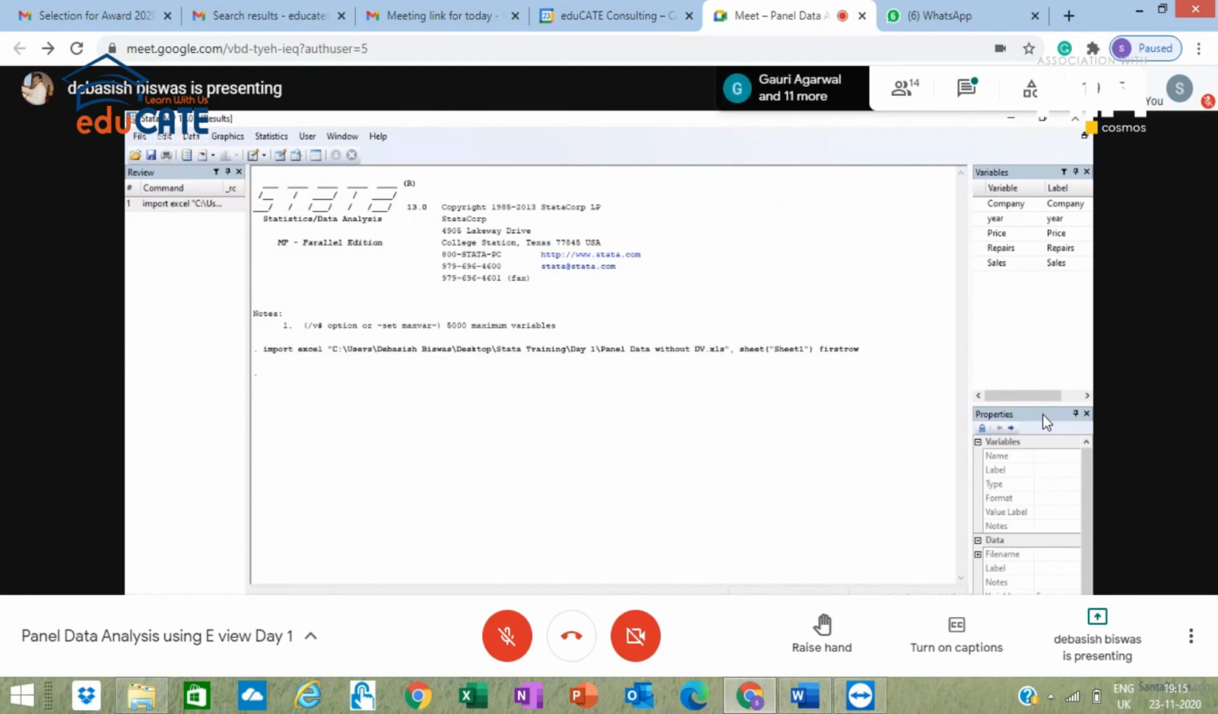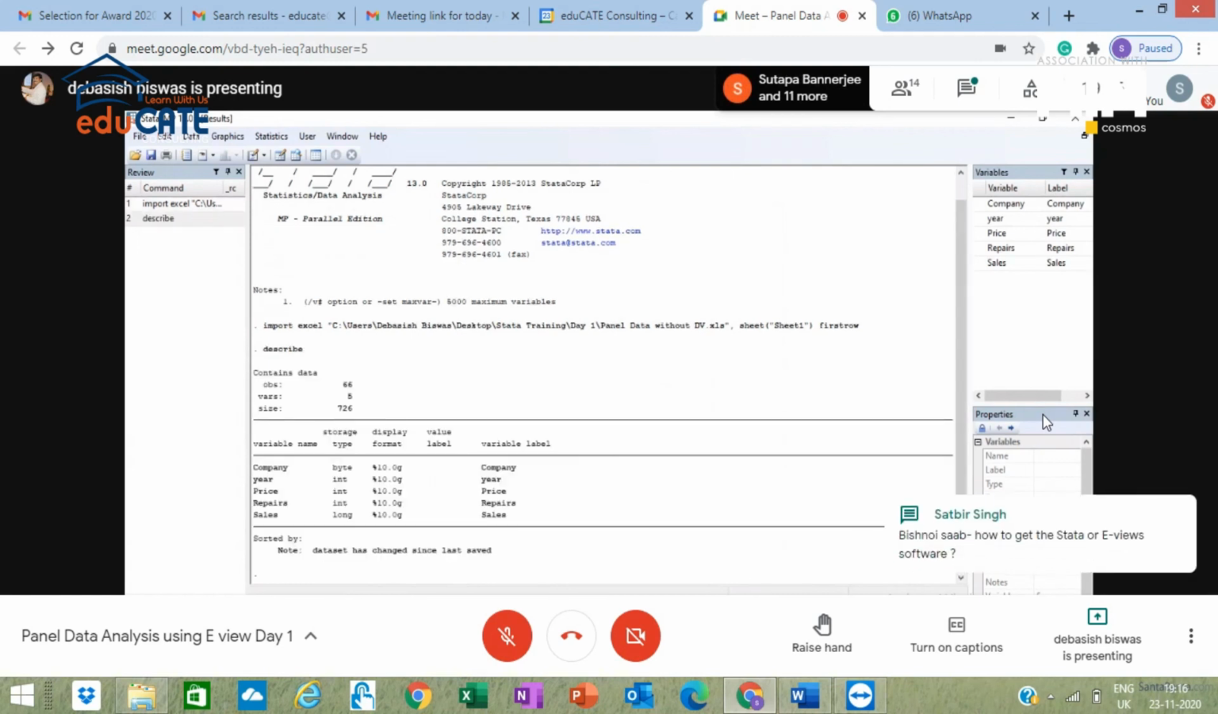So how can you know it? Just type one command, describe. You have to remember all these commands. Obviously in tomorrow's class, I will show you various types of commands. Just for your curiosity, I am showing what type of software it is. Just click on enter. Every description has been given: your variable names, company, year, price, repair, sales.